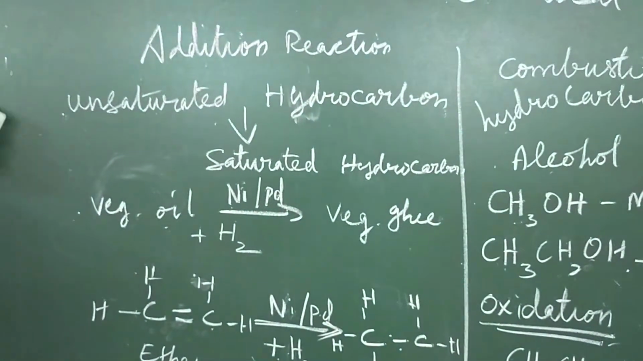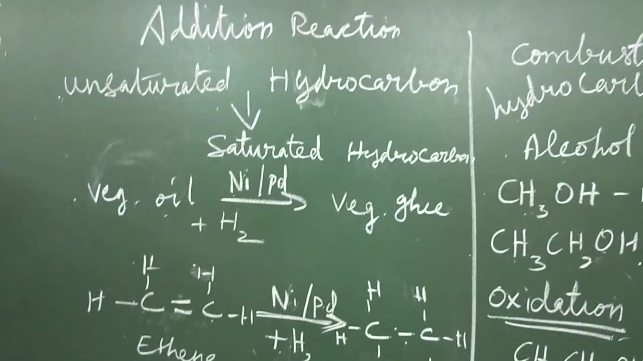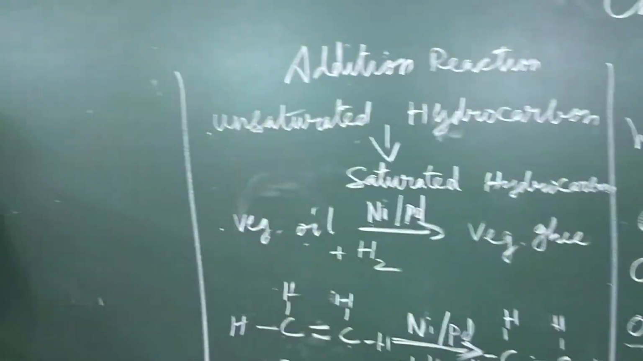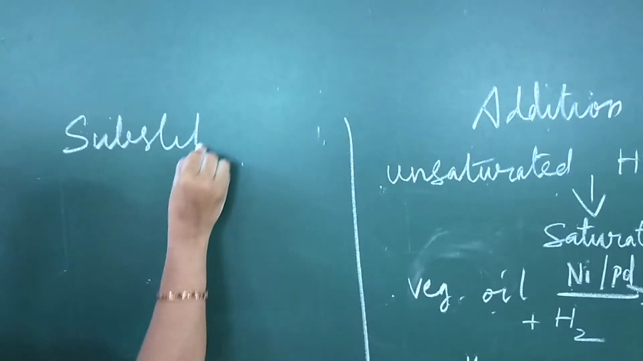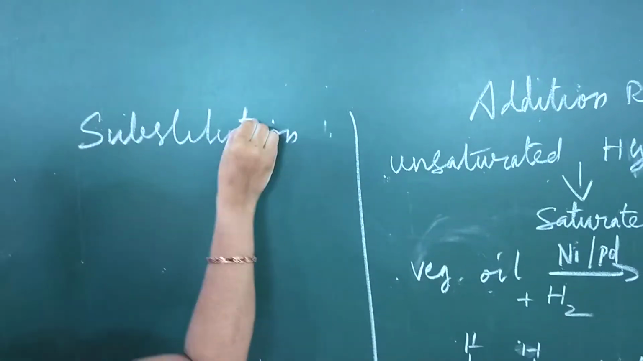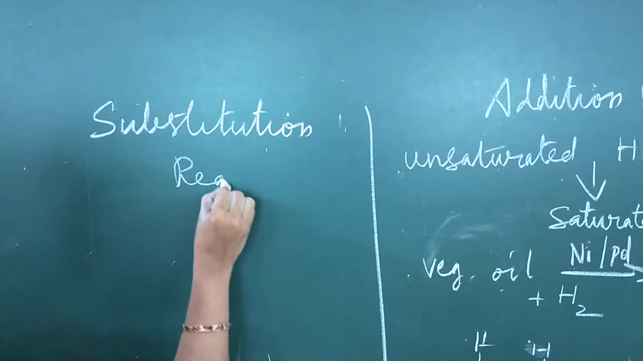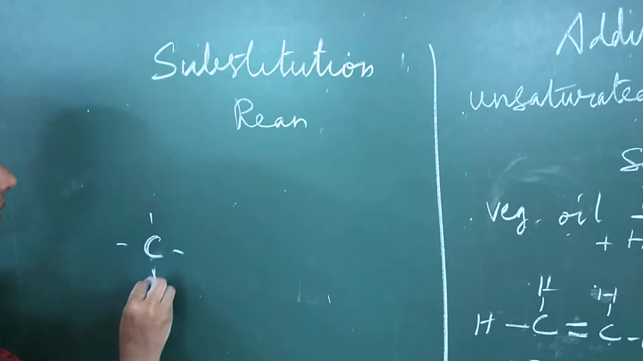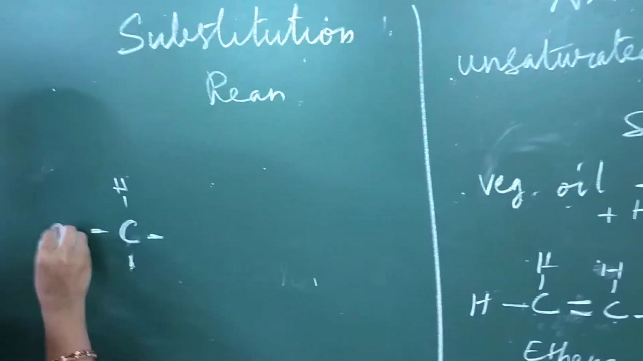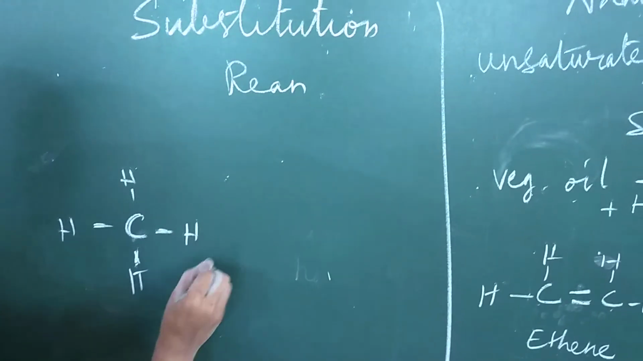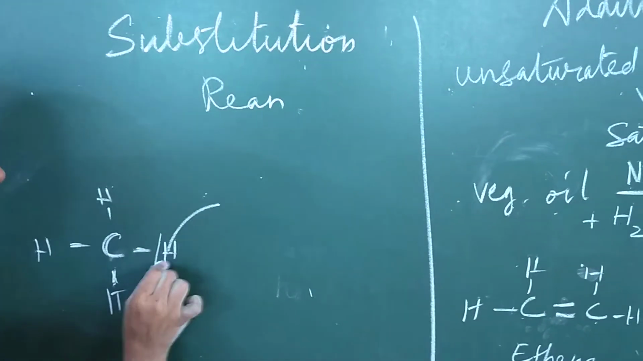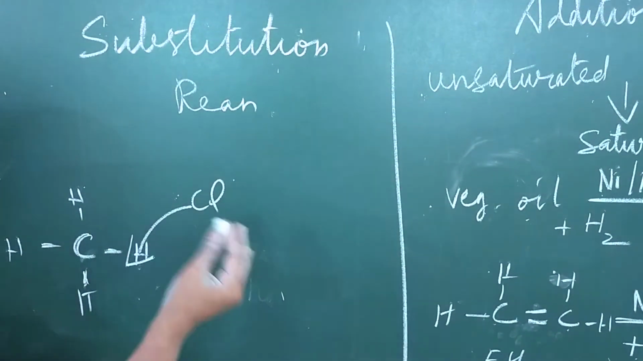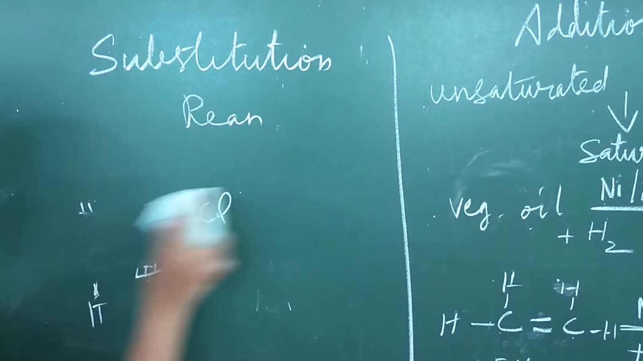Next one is the substitution reaction. Substitute, the name itself says it. What happens here? Take this one. What is this? A saturated hydrocarbon, methane. So what are we doing? We are substituting another element for the hydrogen. That is known as a substitution reaction.